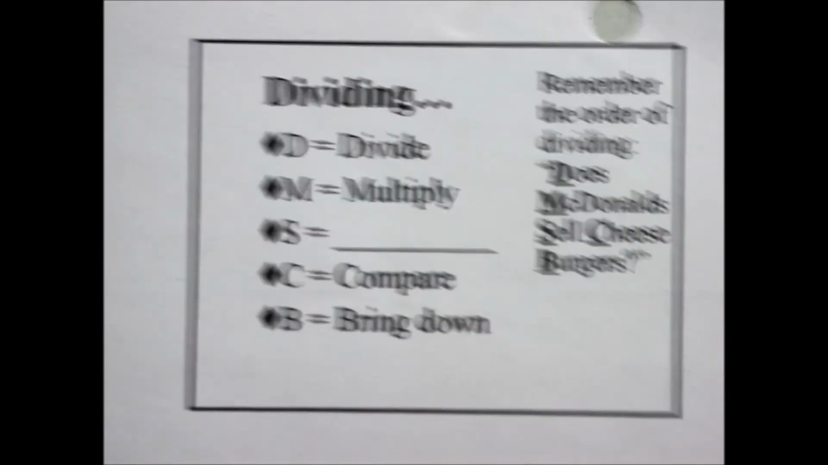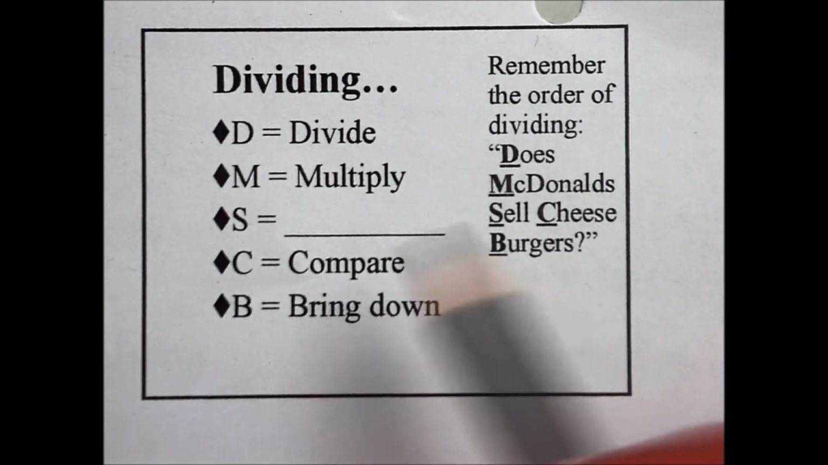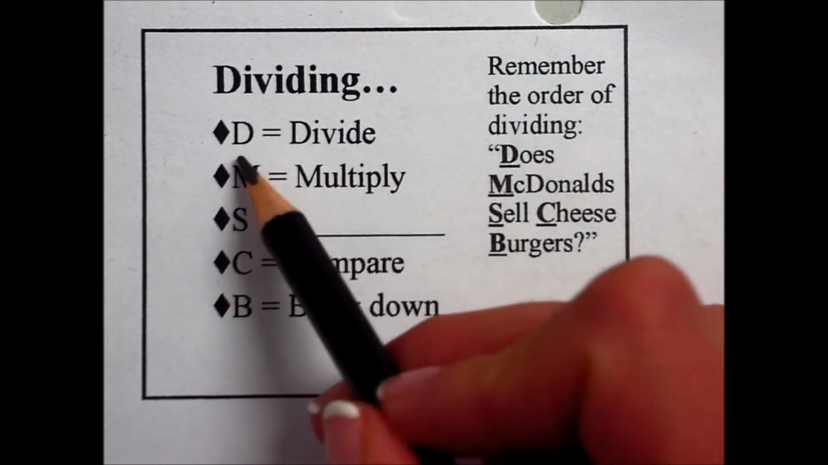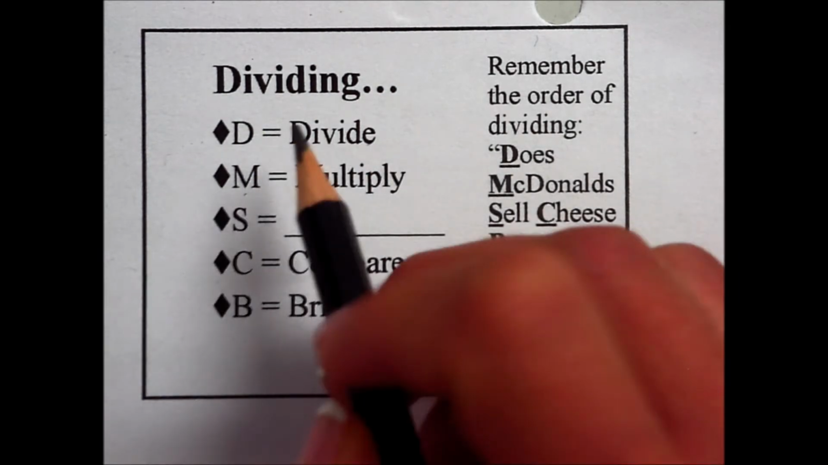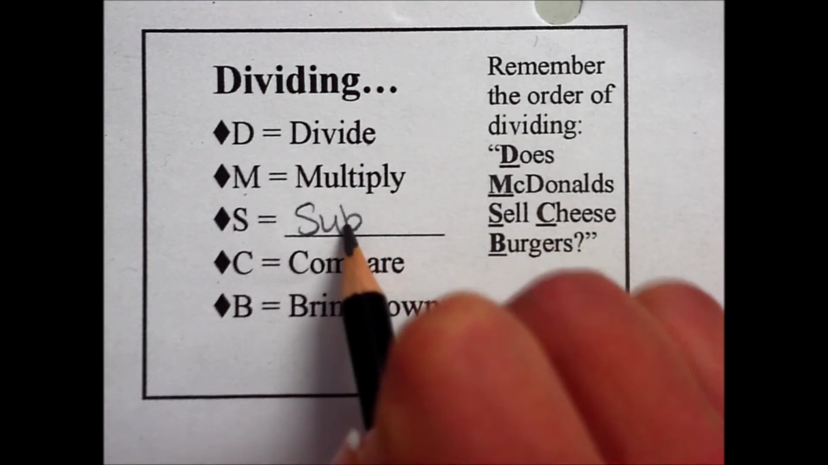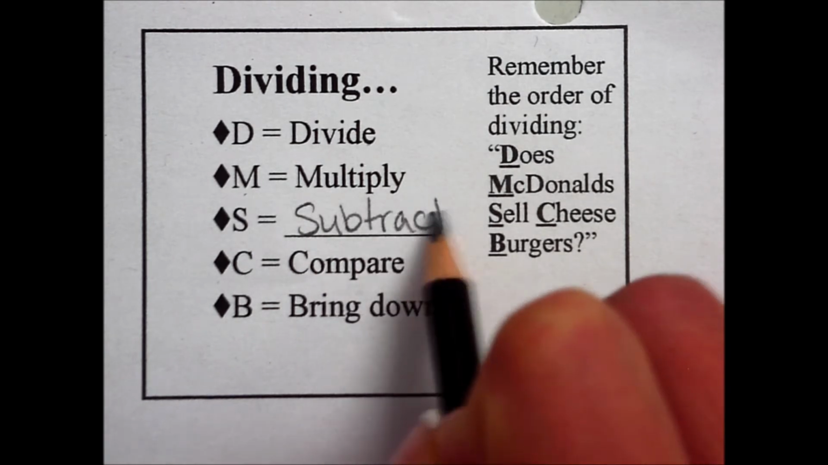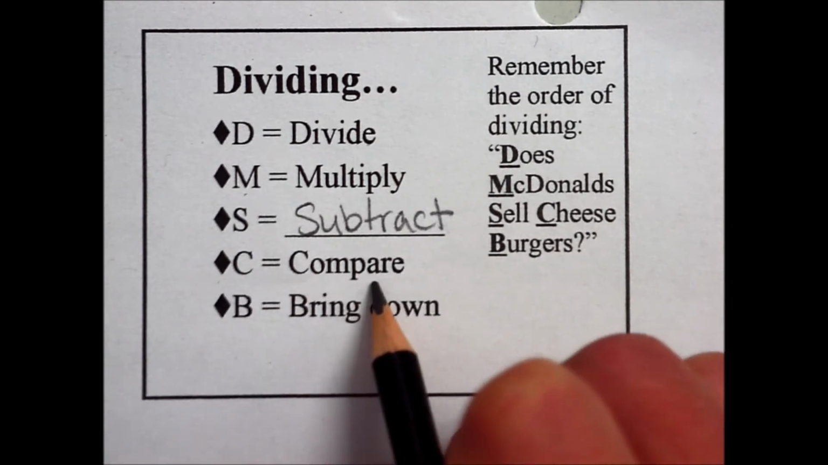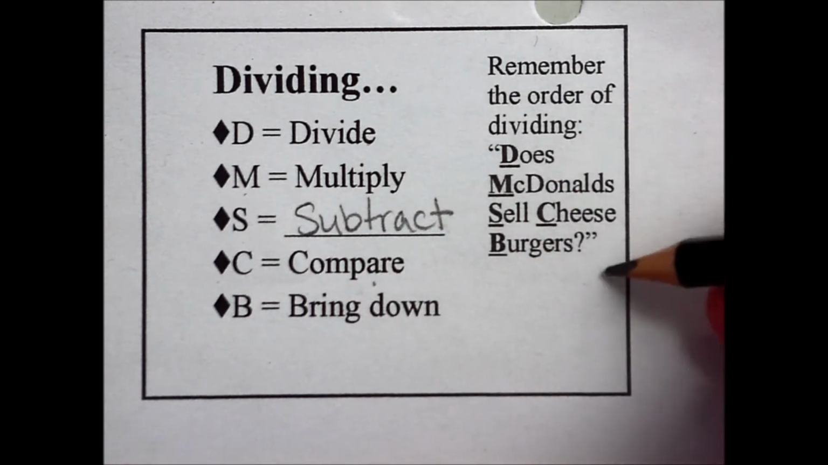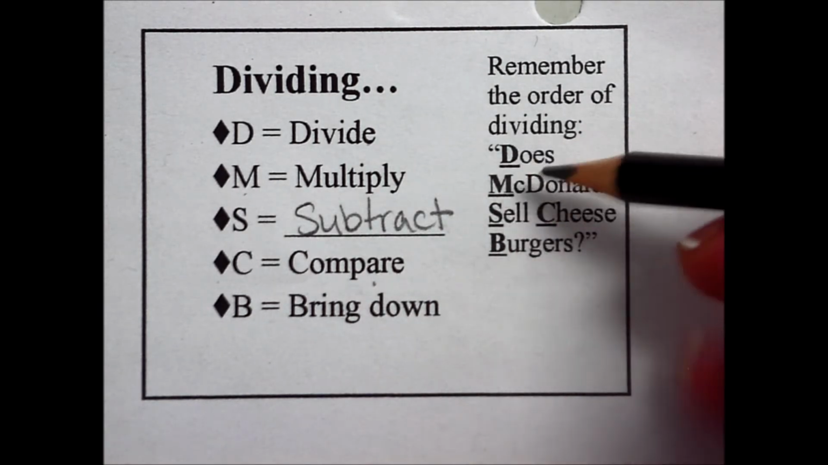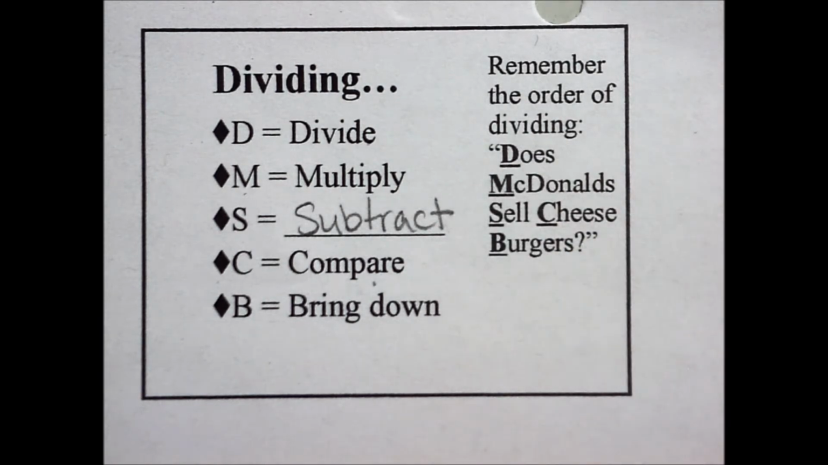Here are some steps to help you remember what to do when dividing. First, we'll divide, then we'll multiply, subtract, then compare, and finally bring down. To help you remember the order, you could say, does McDonald's sell cheeseburgers?